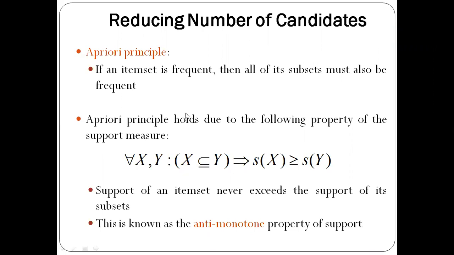The anti-monotone property states that the support count of the subset will be greater than or equal to the support count of the superset. If you have two item sets, X and Y, and X is a subset of Y, then the support of item set X will be greater than or equal to the support of Y. That is called the anti-monotone property. Okay, so now let's move to the example.